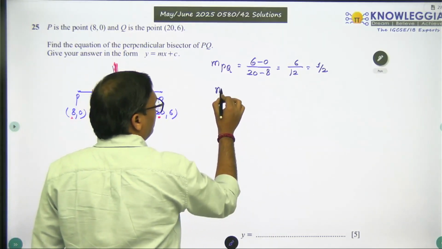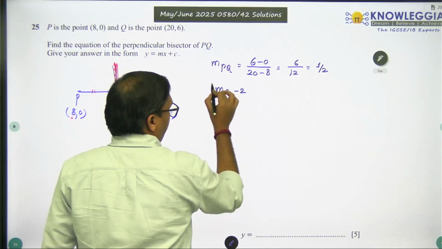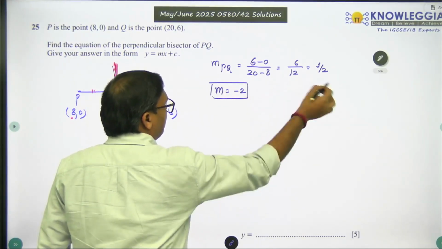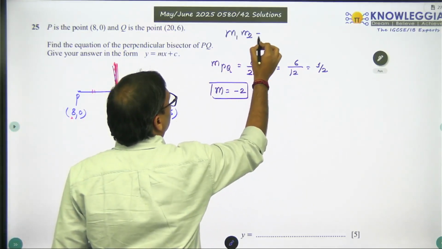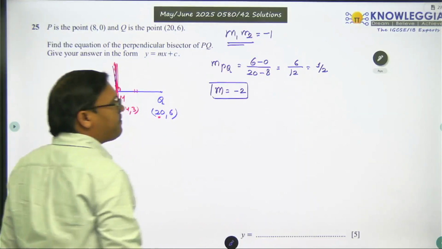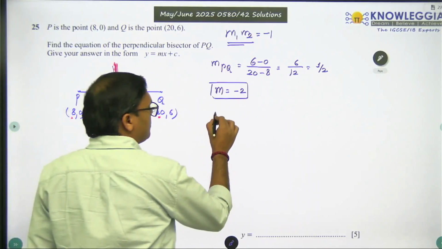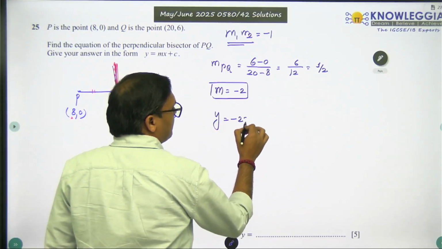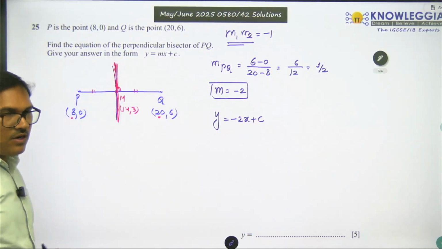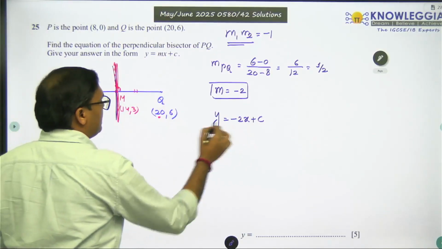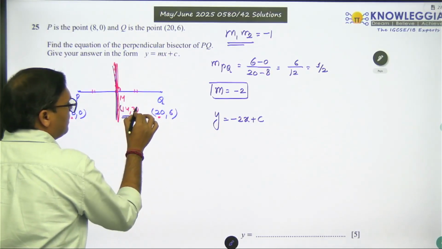So the gradient of the required line will be minus 2. Negative reciprocal, because for perpendicular lines we know the product of slopes is equal to minus 1. So what is the equation of the line? This is y equals minus 2x plus c, y equals mx plus c. Now how will I find c? This line is passing through which point? 14 comma 3, this point.